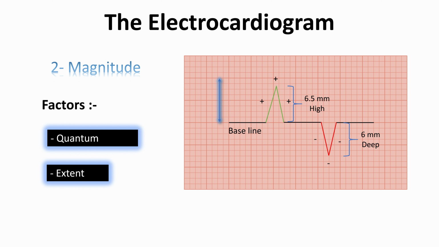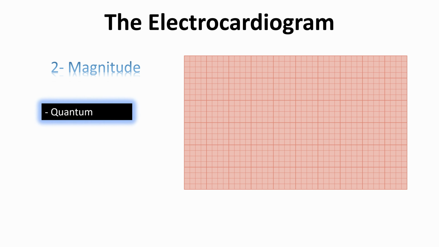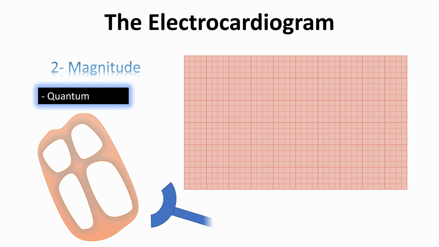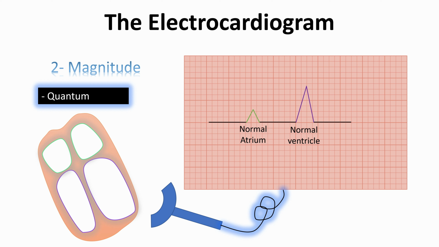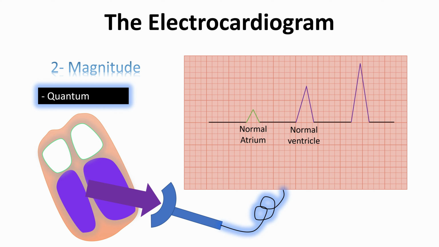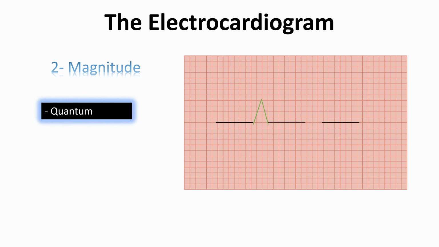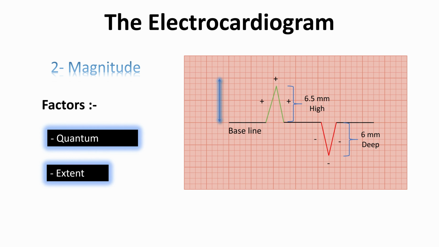Let's see this example. Since the ventricle has a far greater muscle mass than the atrium, ventricular complexes are larger than atrial complexes. When the ventricular wall undergoes thickening or hypertrophy, the ventricular complexes are larger than normal. And this is about the quantum.